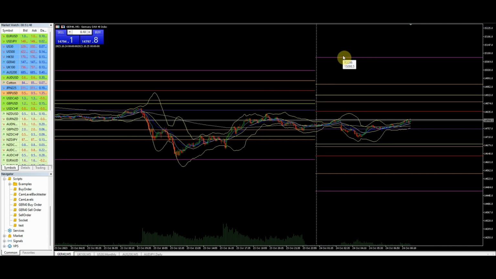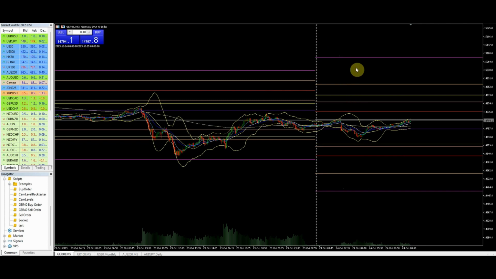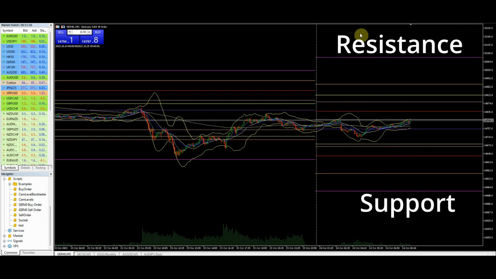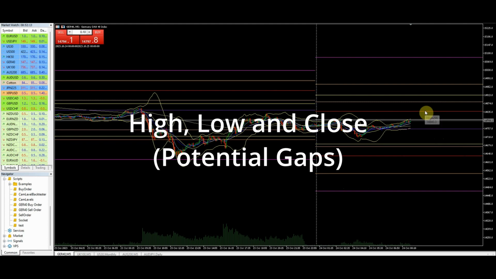Starting from the outside, the purple level, we've got R3 and S3. So the S's are on the bottom side, the R's are on the top side, for support underneath and resistance to push the market back down. Moving down, we have R2, the breakout long, and then accordingly the breakout short. R1, the high, so the previous day's high.